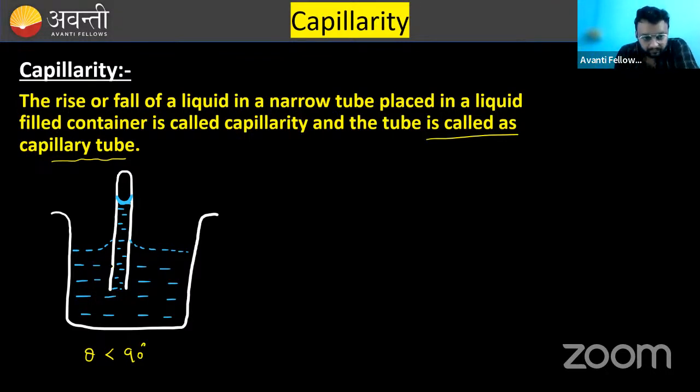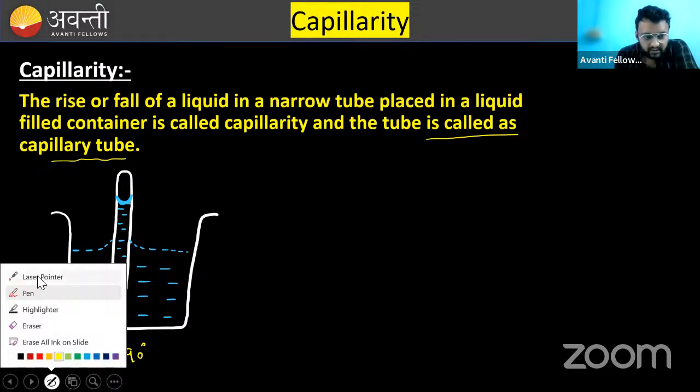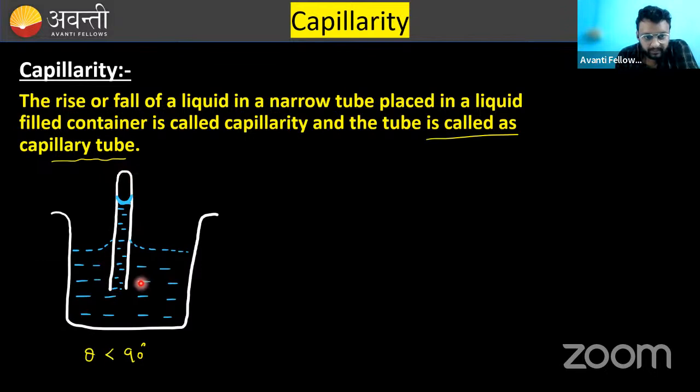Here you can see a container filled with a liquid and a tube inserted in it. You can see that the liquid is rising. So that's why the angle of contact is less than 90. If the angle of contact is less than 90, then the liquid will rise in the tube up to a certain height.